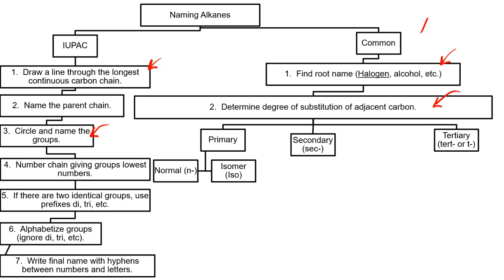What kind of root names could we be looking for? We could be looking for halogens like fluorine, chlorine, bromine, iodine. That's what we're going to focus on today. You could apply these to all sorts of functional groups. You could apply them to alcohol functional groups too. We're going to focus on halogens for today.